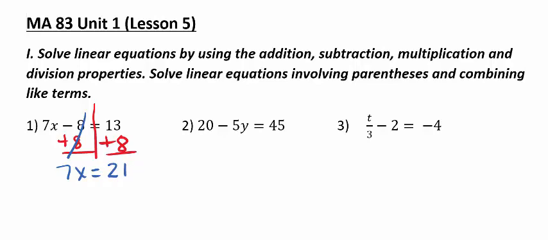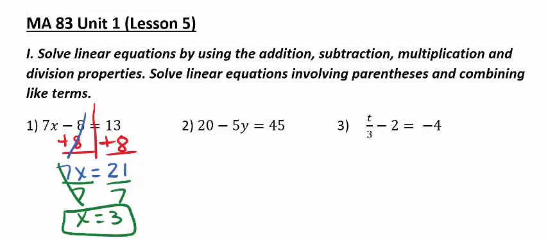Now I go back and do any multiplication or division needed to solve for x. Here I have a multiplication, 7 times x. I'm going to do the opposite and divide both sides by 7. 7 divided by 7 is 1, and 1 times x gives me x alone. And then 21 divided by 7 is 3.